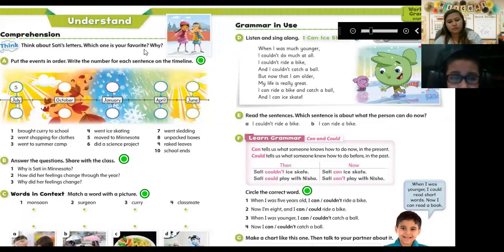My favorite is October. October. Why? What happened there? It's January because it's cold and Sati can play with the ice. Wow, that's nice.